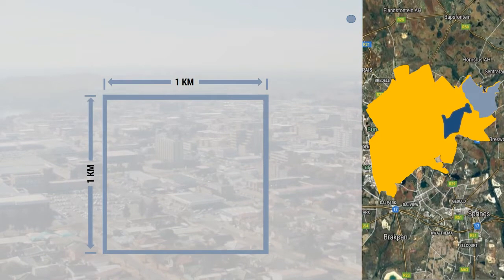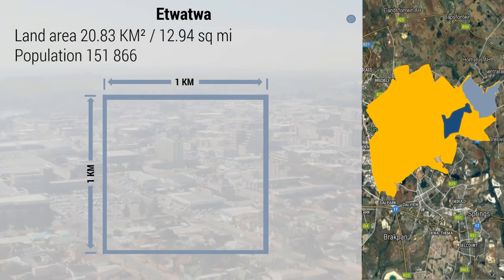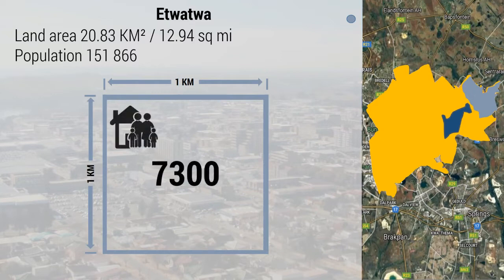Etwatwa covers a land area of 20.83 square kilometers, and there are 151,866 people who live here, making the population density in this place 7,300 people per square kilometer.